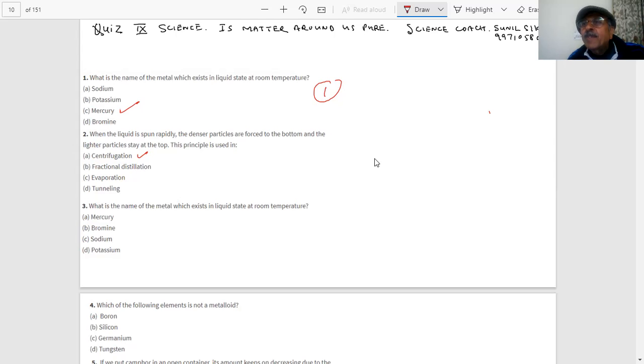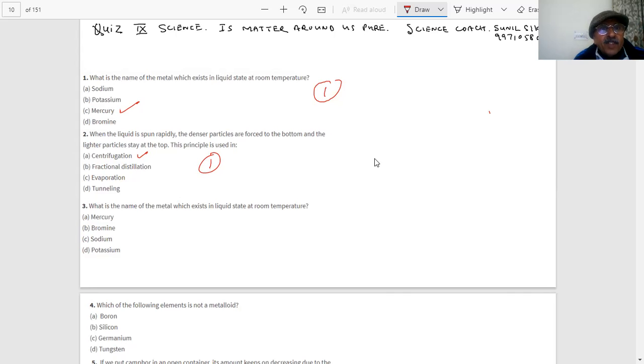If there is a question in the paper, what is the principle of centrifugation? The answer is the one which we have given. Thank you very much. Our answer is absolutely right. One full mark for that to all the students. Next question on the screen. What is the name of the non-metal which exists in liquid state at room temperature? Bromine.